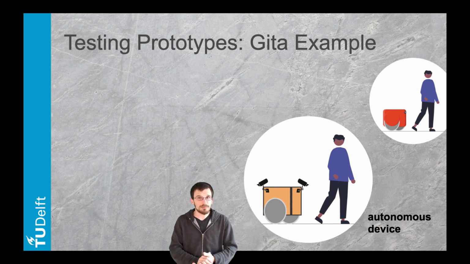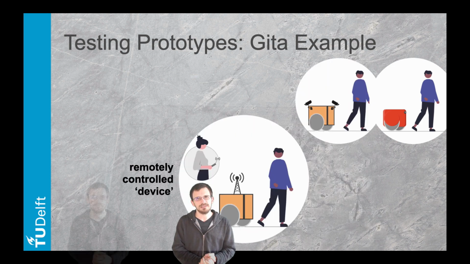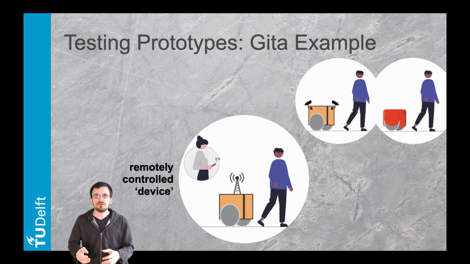Still, this MVP is far down the line. Many technical challenges need to be tested for this autonomous device to become a reality. What if we prototype a remotely controlled device? We can be the device brain, with some Wizard of Oz steering its movement from a few meters away. It looks like a hybrid prototype.